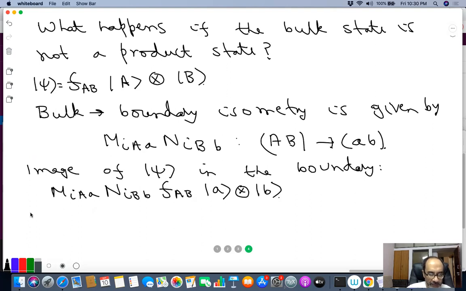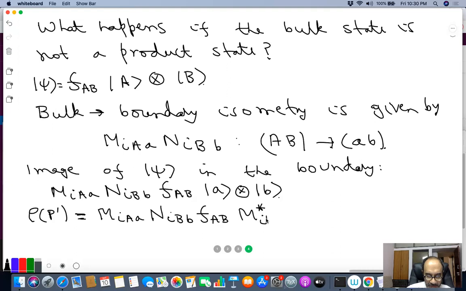So now let's try to construct rho of P prime. Let me write this. So it will be M I A A. Okay, we first write the state and then its complex conjugate. Then M star I prime A prime, N star I prime B prime, F star A prime B prime.